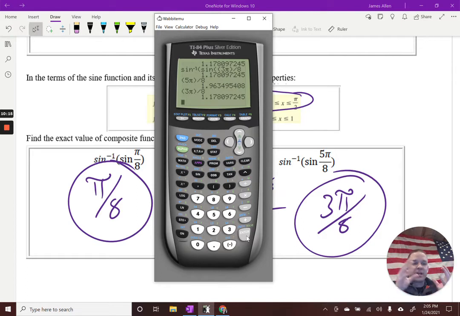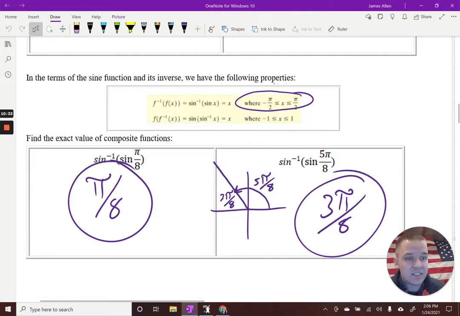So your calculator actually takes into account where your inverse function is defined. It knows that it's a smart little machine there. So just a little kind of proof on the calculator. If you're not taking my word for it, take the TI-84 Plus Silver Edition's word for it. Okay? Awesome. Wonderful. Fantastic. Let's keep going.